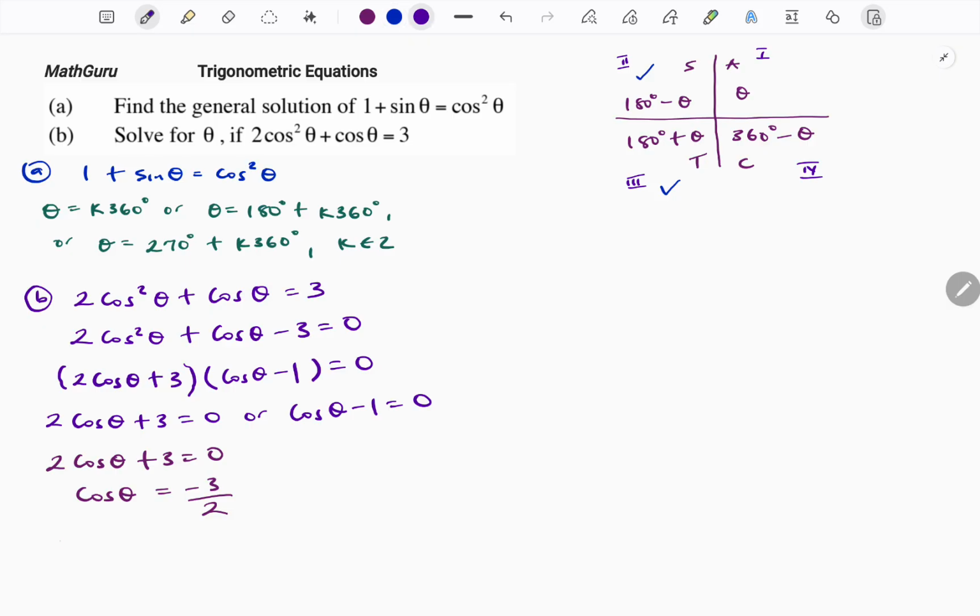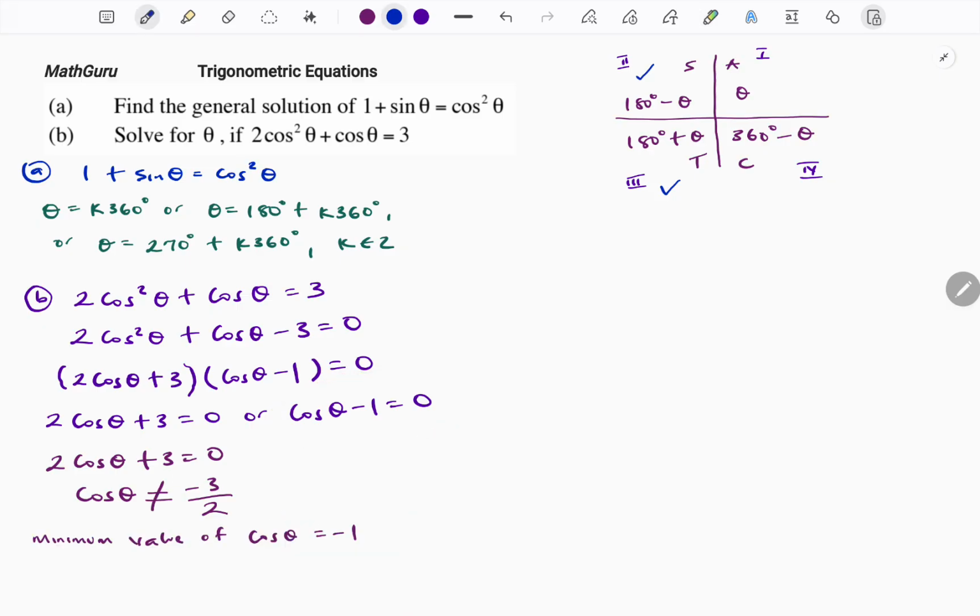So I have reference angle equals my arc cos of 3 over 2. I ignore the negative value, and that will give us no solution. So what that means is cos theta has a minimum value of negative 1. So therefore, cos theta cannot be equal to negative 3 over 2. So therefore, I only need to work with cos theta minus 1 equals 0.